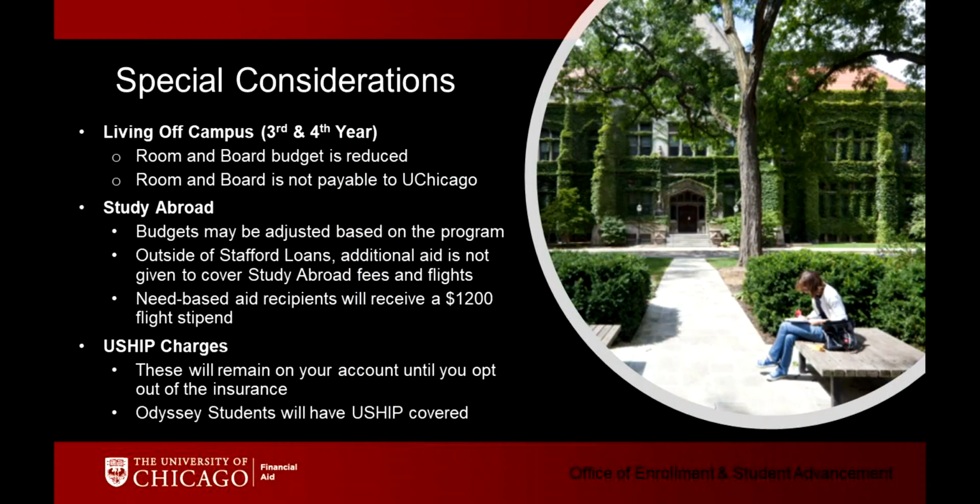For students that are going to be enrolled in university insurance, the USHIP insurance, these do remain on your account until you opt out of the insurance. So if you are covered under your parents, you can indicate that, and we would remove those charges. But if you're an Odyssey student, USHIP is completely covered. So even if you decide not to opt out or you're covered under your parents, it really won't matter one way or the other. We would cover that cost.